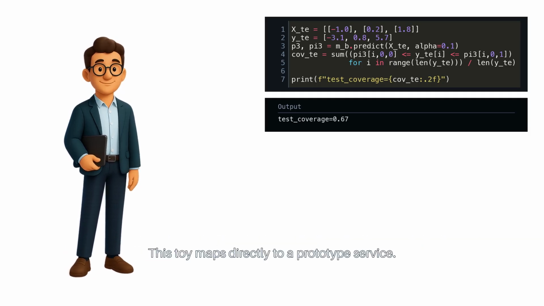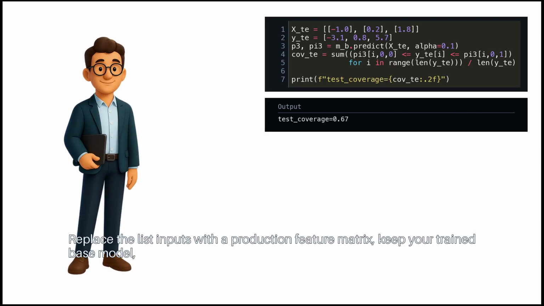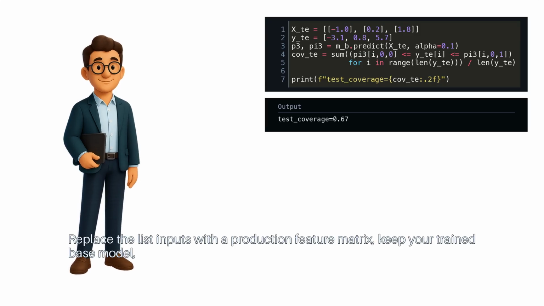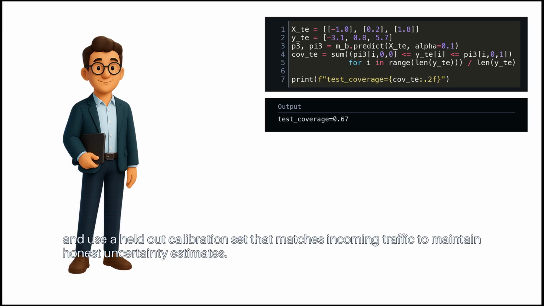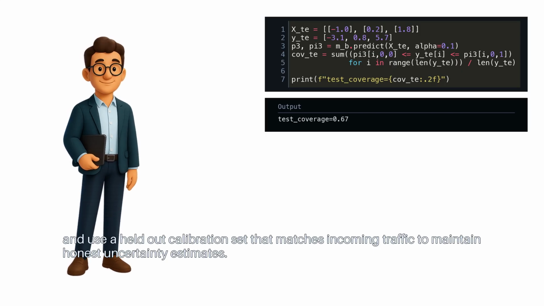This toy maps directly to a prototype service. Replace the list inputs with a production feature matrix. Keep your trained base model and use a held-out calibration set that matches incoming traffic to maintain honest uncertainty estimates.